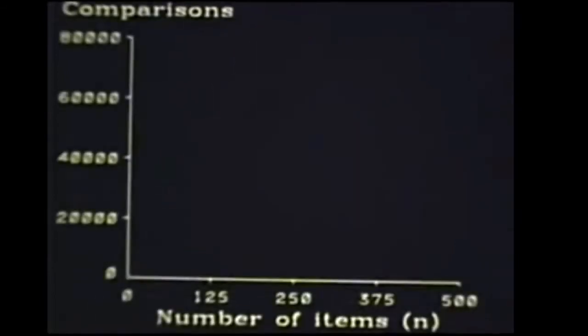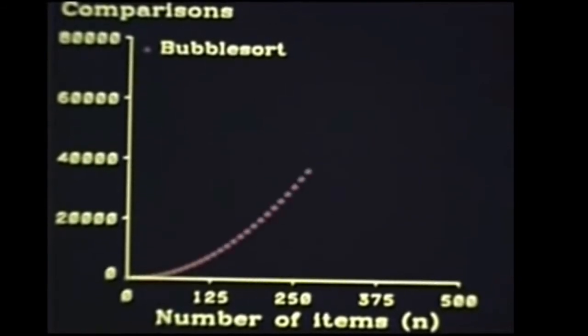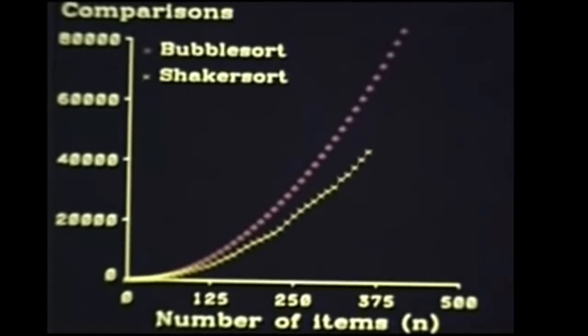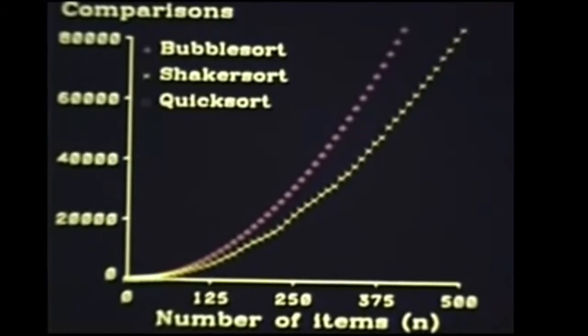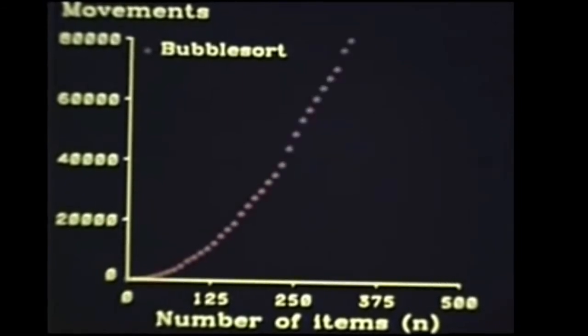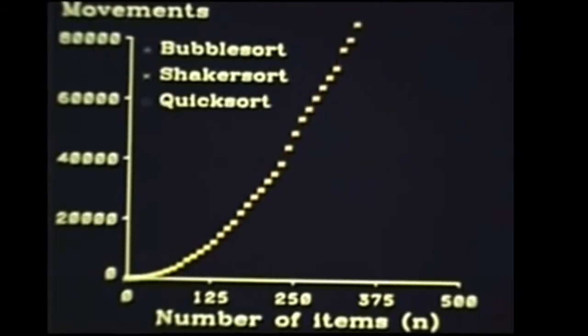How much better is the Quicksort than the Bubblesort and the Shakersort? We again resort to experiment. The number of data movements for the shaker sort is identical to those of the bubble sort because the exact same exchanges are done, albeit in a different order.